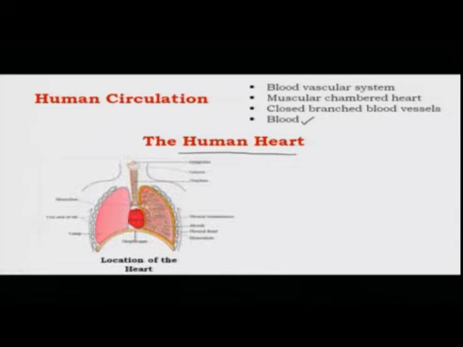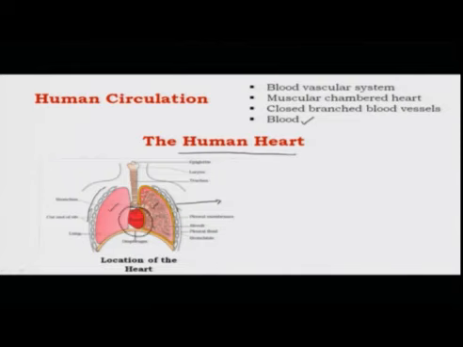Now, where is it located? So, this is a schematic of the thoracic cavity of the human body. Thoracic cavity lies inside the chest and it is enclosed by the ribs. So, in the thoracic cavity you have the lungs which are present, 2 of them on either side, and between them actually lies the heart.